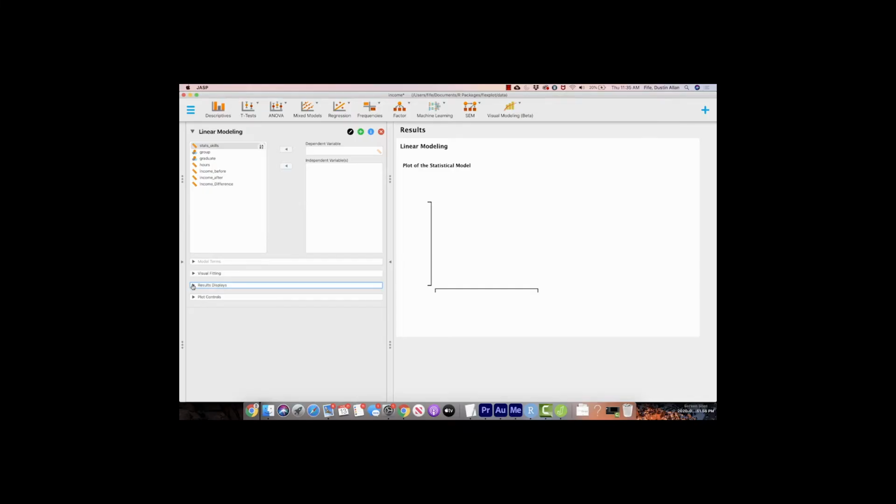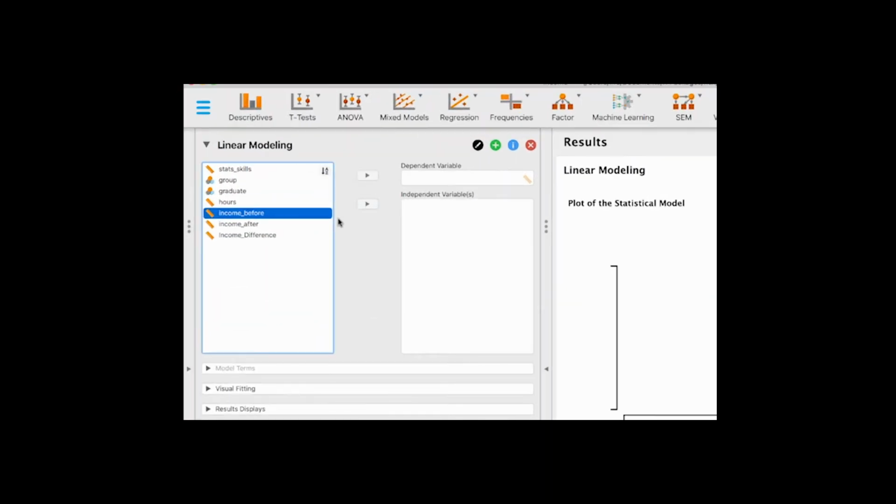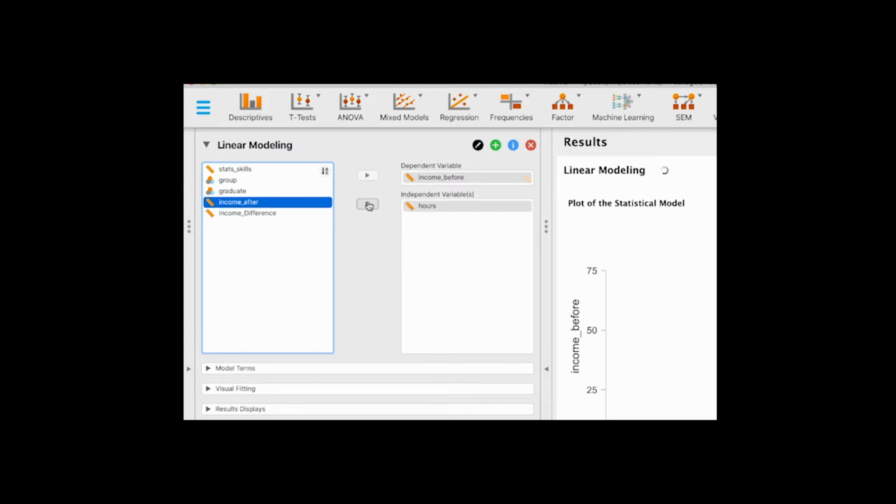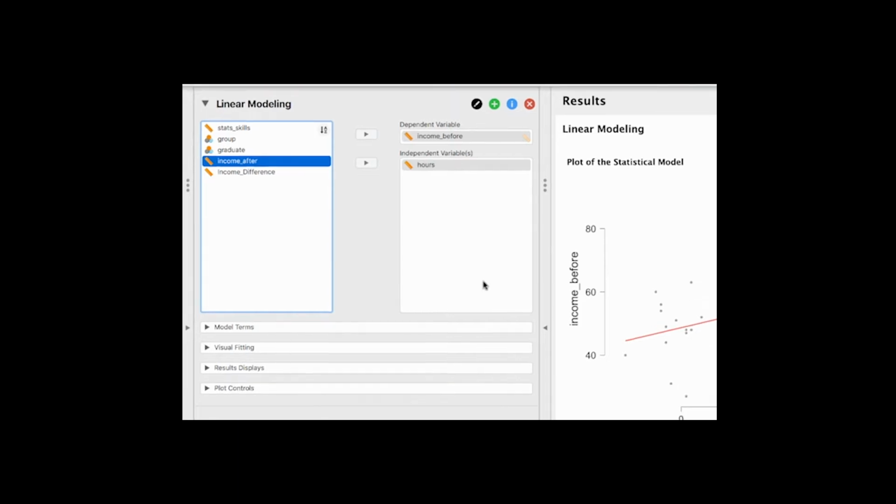So to do that, let's continue with our existing data set back in JASP. All right, let's do some regression. So we're gonna start by looking at the income before. So we're just trying to predict what they had before the course even started, and then we're going to use hours. And again, all I did was enter the predictor that I wanted, and in the background, the linear modeling module figured out that this is a regression, and it's gonna figure out what statistics to report.